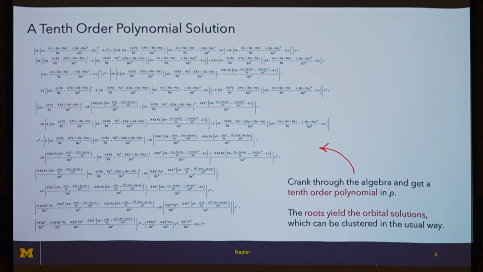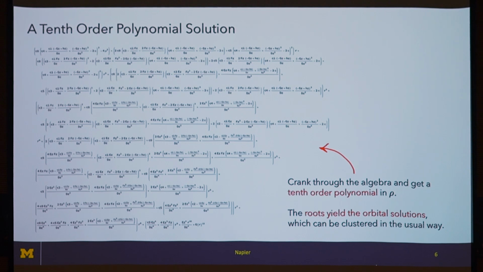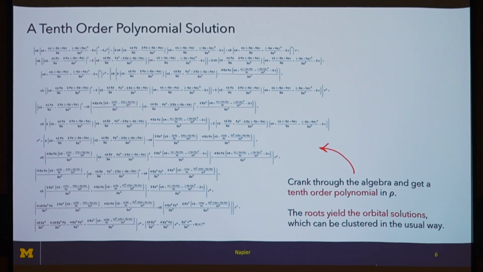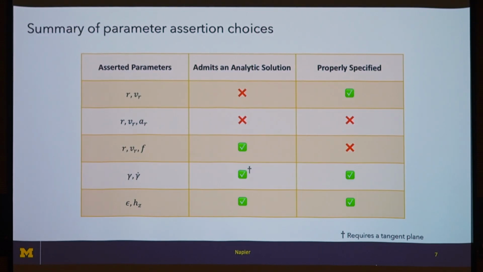It turns out that you can crank through that algebra and get a 10th order polynomial in rho. And once you have solved for rho, you solve the orbit. There's a lot of ways to find the roots of polynomials. There's usually 2 or 4 roots of the polynomial, so there are 2 or 4 valid solutions to your orbit. And then you can just cluster your orbits in the usual way like Matt talked about. So that works. That's done.